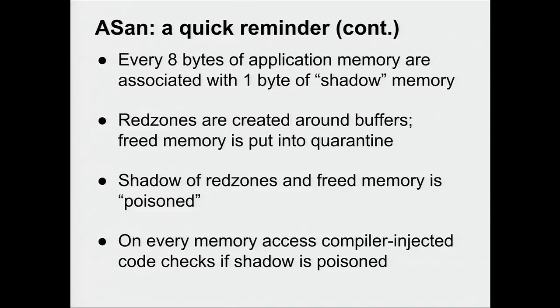So how does ASan work in a nutshell? Basically, all of the sanitizers use the concept of shadow memory, where, for ASan specifically, we map 8 bytes of each aligned 8-byte chunk of application memory to 1 byte of shadow memory. And the shadow memory stores the information about which bytes of the original application memory are addressable and which are not.